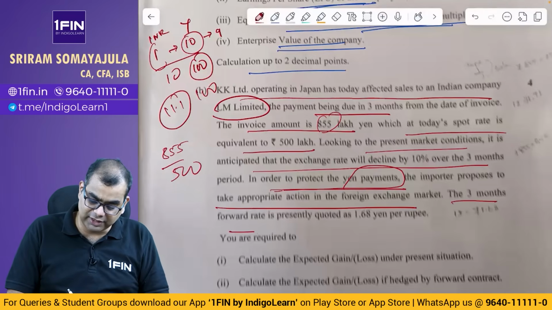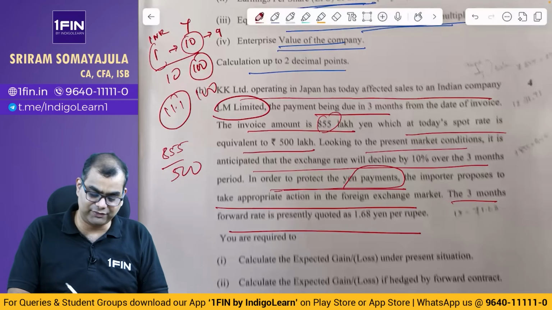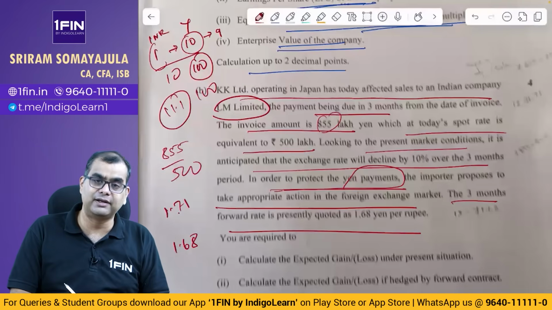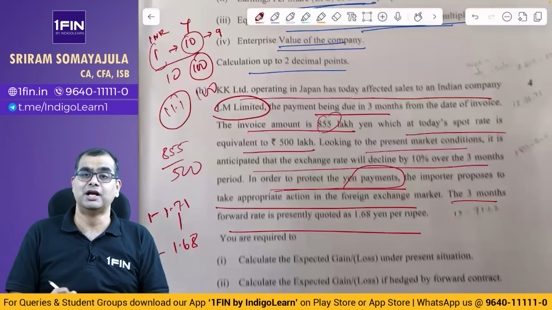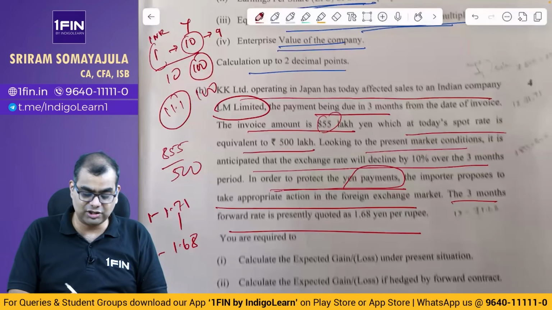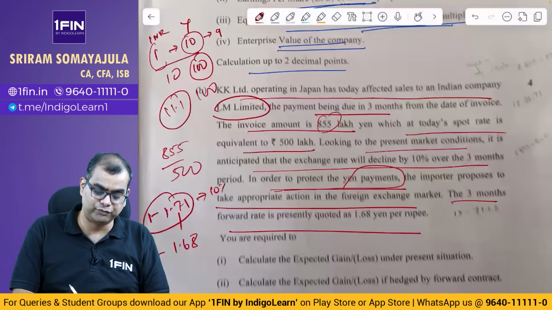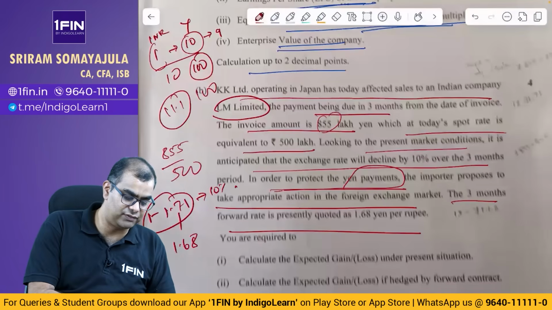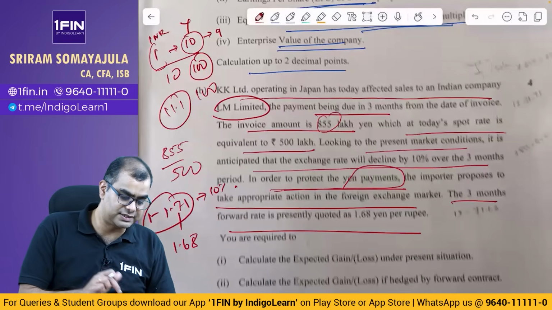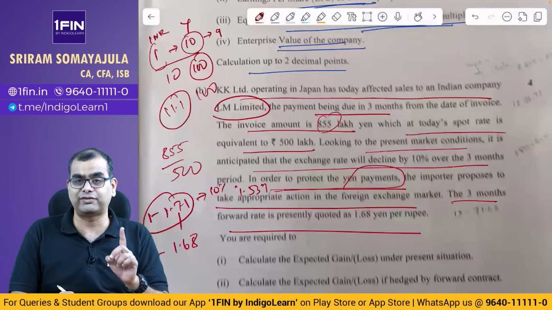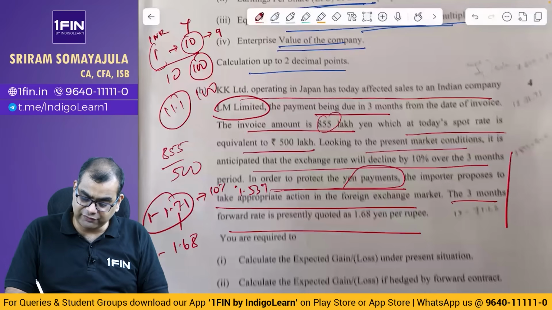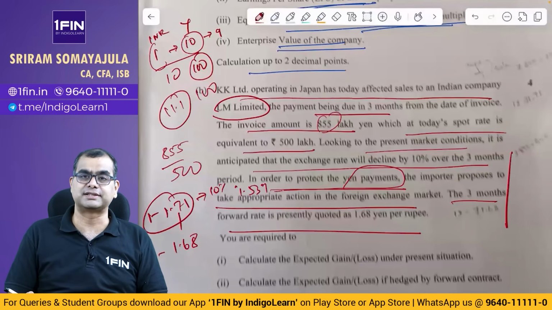The 3-month forward rate is presently at 1.68. We already found out 1.71. So 1 rupee was equal to 1.71 yen, and now 1 rupee is equal to 1.68. What has happened to yen? Yen has appreciated, rupee has depreciated. So they are referring to yen appreciation of 10% from here, which is 1.71 into 0.9, basically 1.539. So they are worried it will become 1.539. You have to be very careful about this, and it is evident from these last 3-4 lines.